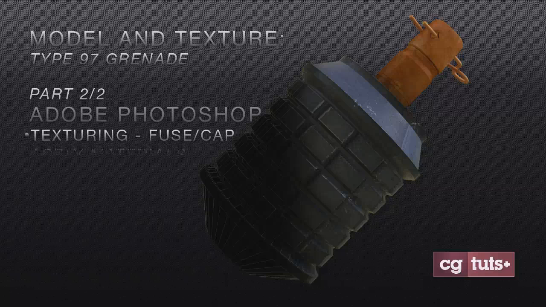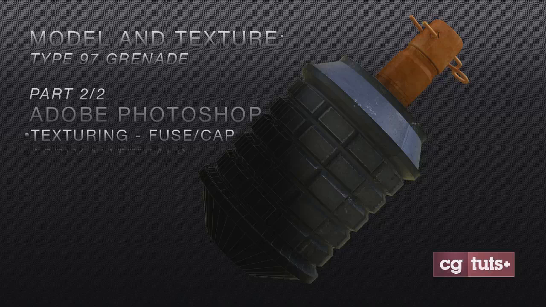Alright, in the second half of our texturing portion, we're going to look at how I textured the fuse and fuse cap part of the model. And then we'll jump back into Cinema 4D and I'll show you how I applied the materials to our model and also show you some tips to quickly correct your materials instead of jumping back into your editing application.